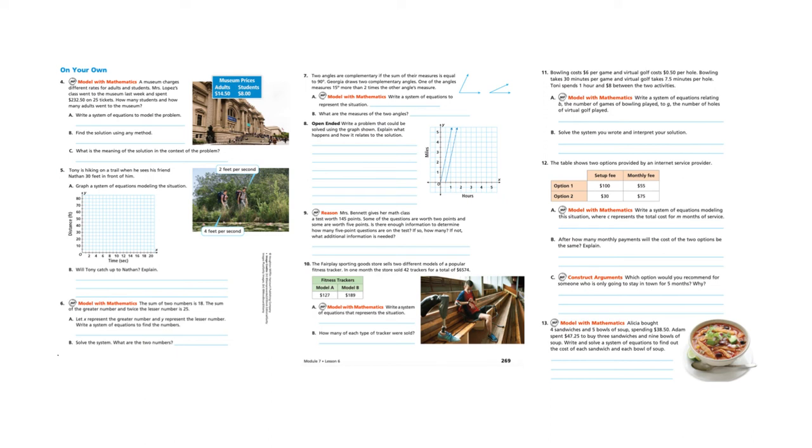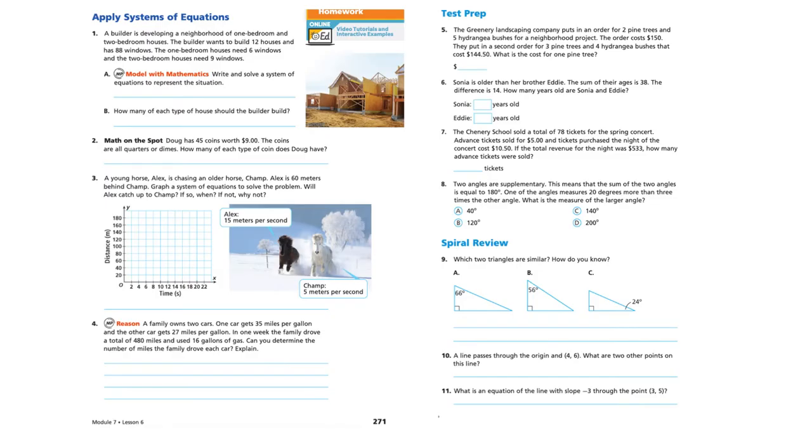Then you can go on to these on your own pages. You can see there are 3 on your own pages here. So work on those. Then if you feel comfortable after the on your own and you feel good about how things have gone in this lesson, this is optional. You don't have to do this homework, but I would do the test prep and spiral review.